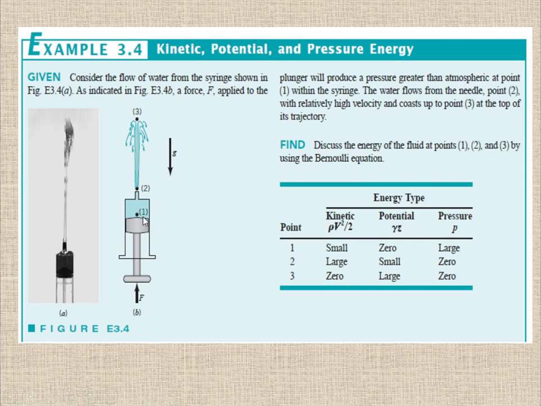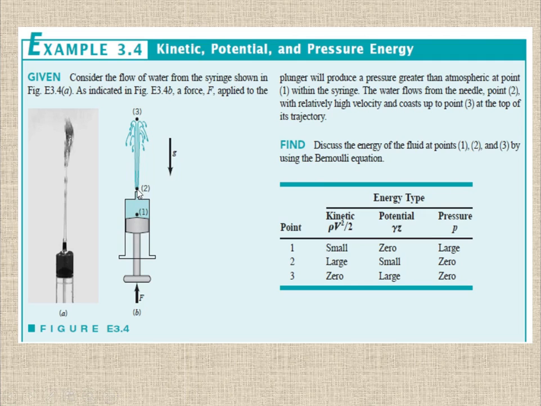The net energy we have at this point is the same at this point and the same at this point. Only the form or type of the energy is changing from point to point. At point 1, you see the kinetic energy is small because the velocity is very low, because the diameter of the container is big. Here the potential energy is 0 because Z is 0, so there is no potential energy at this point. Here the static pressure is large because the liquid is pressurized within this container, so the static pressure is very high.